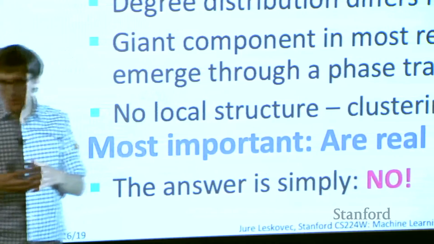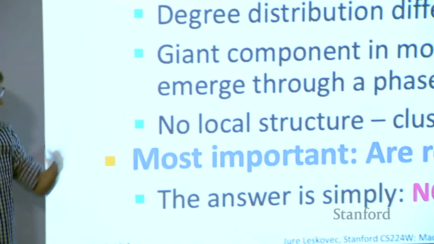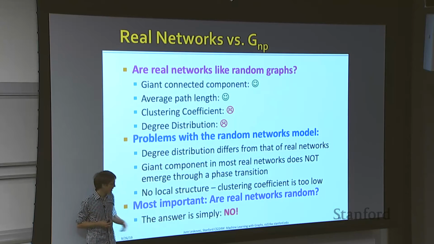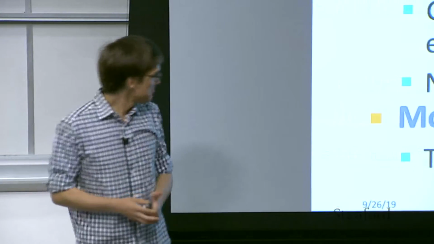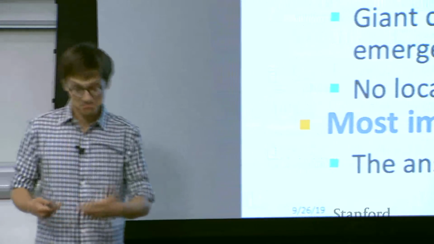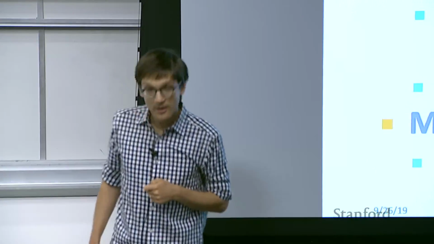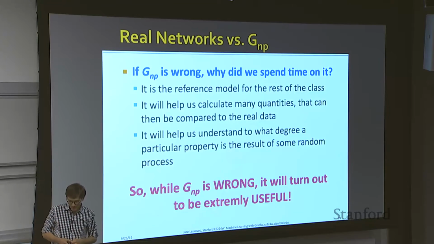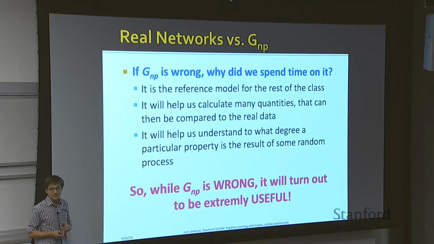This giant component does not emerge through this kind of phase transition that I showed you, and they have no clustering coefficient, right? So are real networks random? Like the random graph model, the answer is simply no, right? So it's not the case. But even though this GNP model is wrong, why did we spend so much time on it?